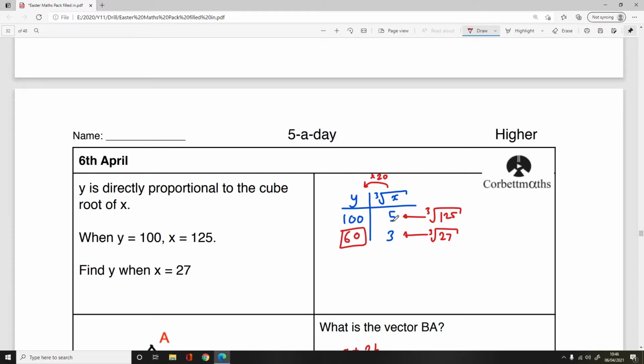You could have done that, I suppose, to get from 5 to 3 is times by 0.6 and done the same thing. If you were asked to give this as a formula, which you're not in this question, we would want to be saying that y is equal to 20 times the cube root of x, because that's how we get y, or realistically we wouldn't want to write the times symbol in there, just 20 cube root of x.